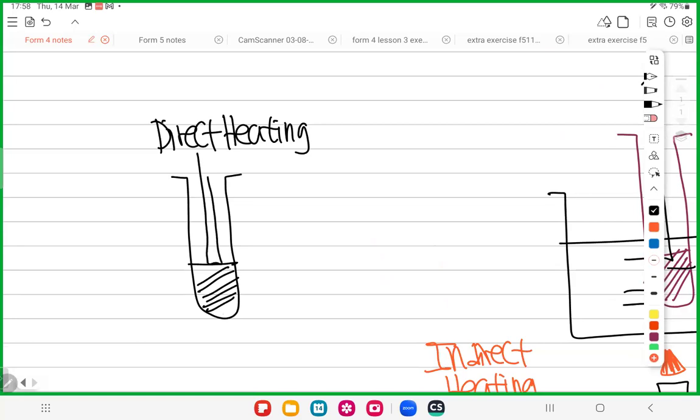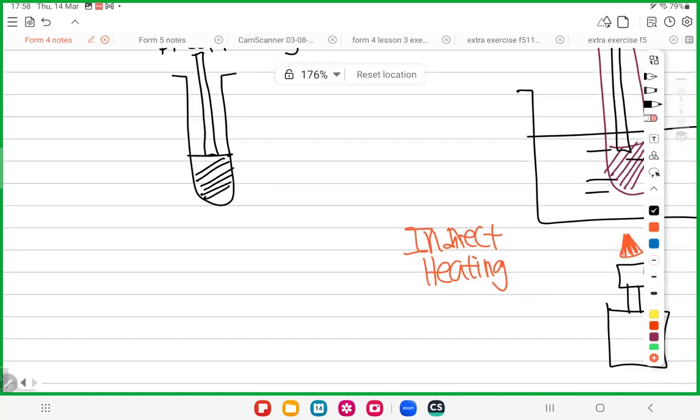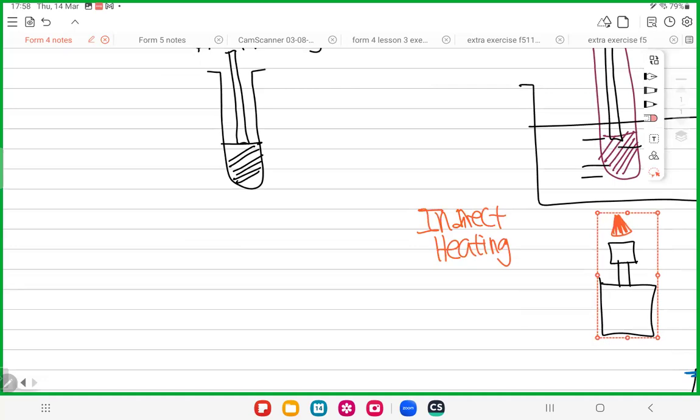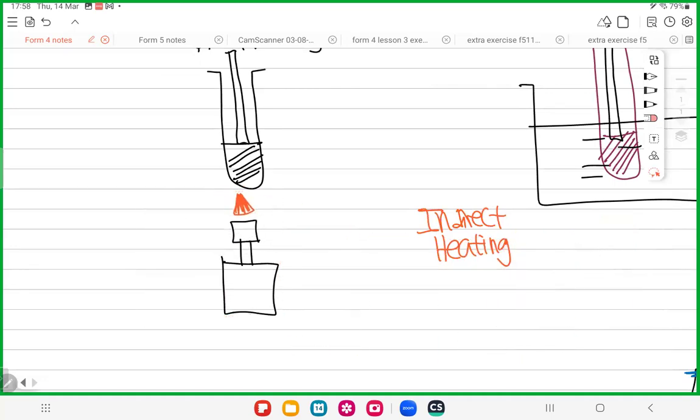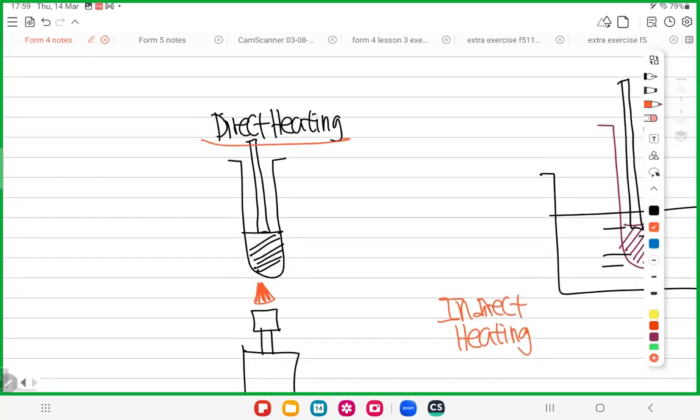This is a thermometer. If you directly take the Bunsen burner, put it like this, you directly take the fire and burn it. This is called direct heating. Direct heating has one problem.